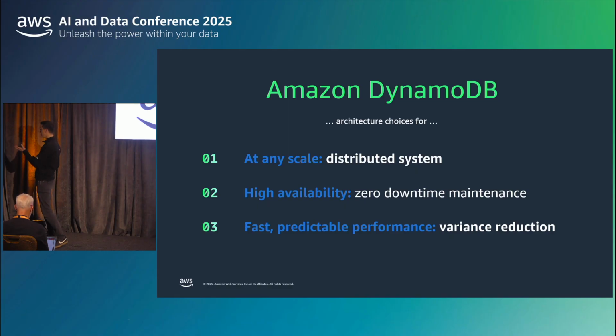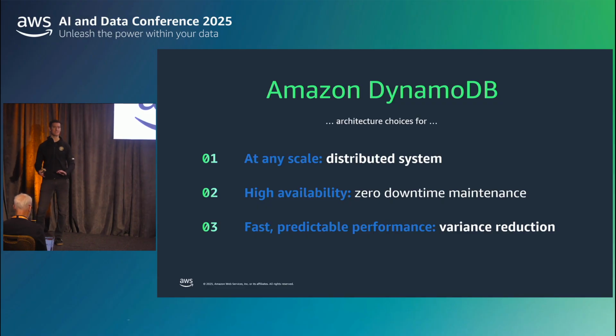We built it for any scale. And it's funny, when DynamoDB launched in 2012, the word serverless didn't even exist. That didn't even come into our lexicon until a little bit later. But there are a lot of capabilities that we built into DynamoDB that have persisted, and I think we continue to build upon them. So we're going to talk about 3 things today. How we built for any scale. We're going to talk about high availability through the lens of zero downtime maintenance, which is always a fun topic, and then we'll talk about fast, predictable performance.